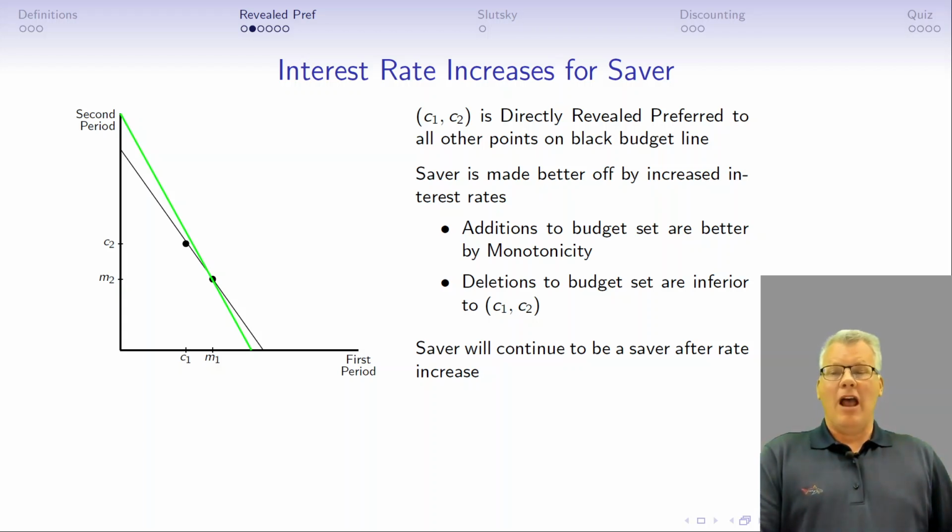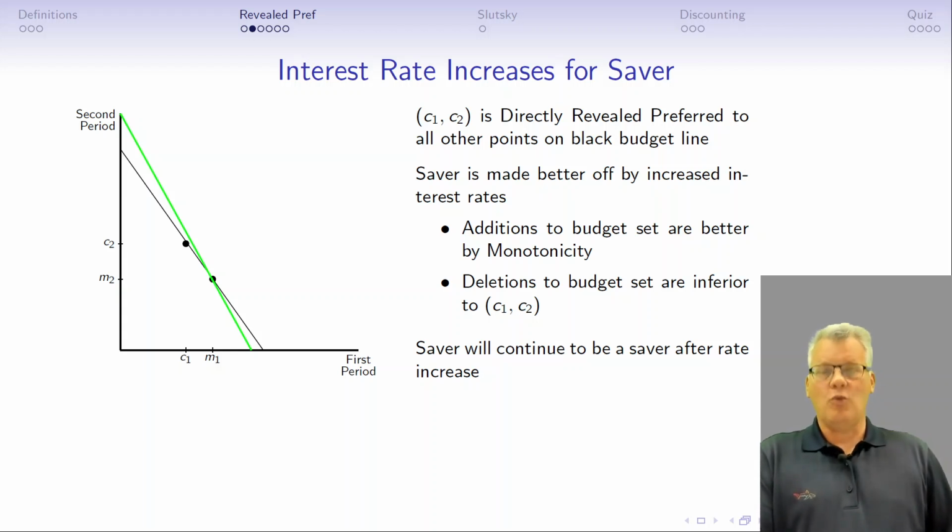That's the maximum amount that the consumer could spend in time period 1 if they borrowed every penny that they could from time period 2 consumption. So if they made a commitment not to consume anything in time period 2 and borrowed every last penny and spent it in time period 1, that's what the horizontal intercept represents. So you'll notice that the green budget line shows that with a higher interest rate, the consumer would not be able to spend as much in time period 1 if they had the maximum possible consumption.